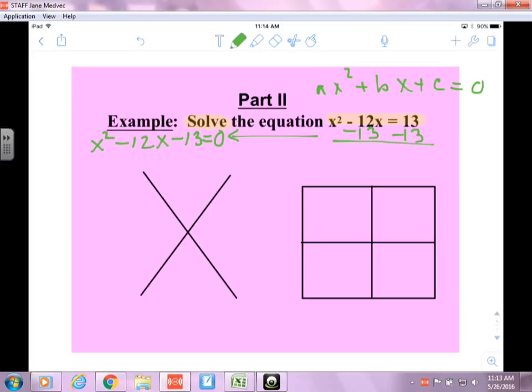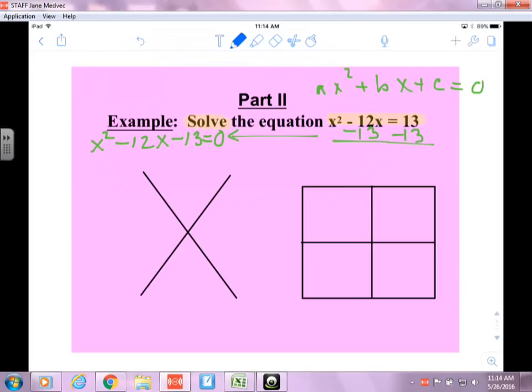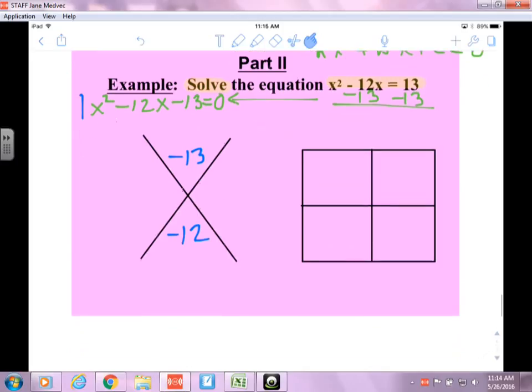Now, what do I put on the top part of my x? I'm going to put negative 13 because remember there's a 1 in front of the x squared, and I multiply it by negative 13 to get that product. And what do I put in the bottom part of the x? Negative 12. Okay, so now I'm taking a look at those numbers.